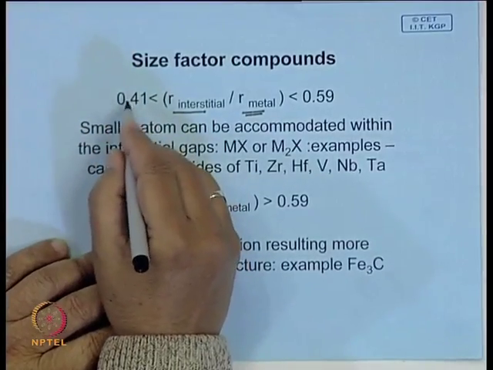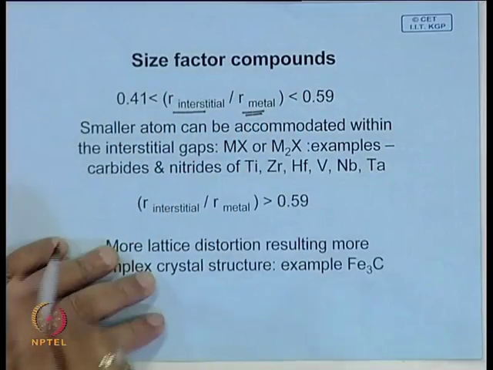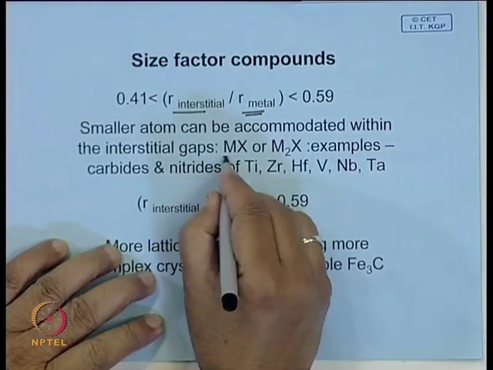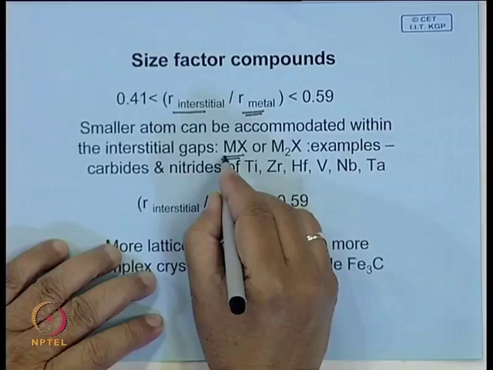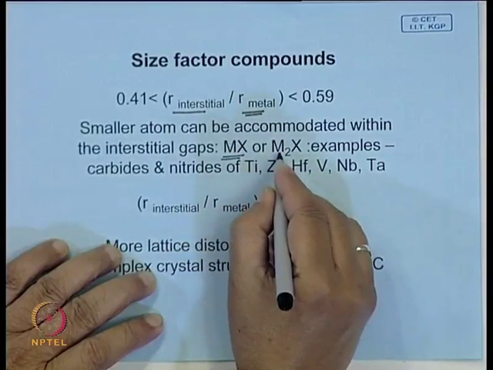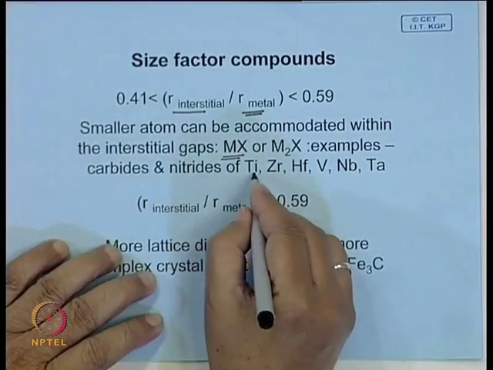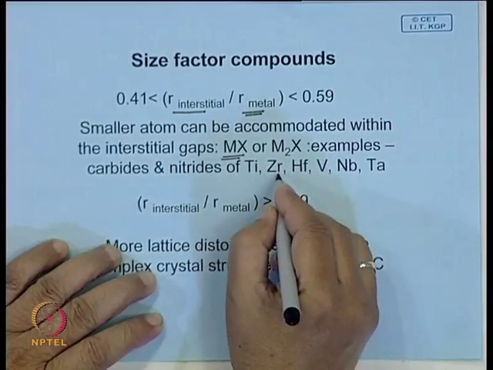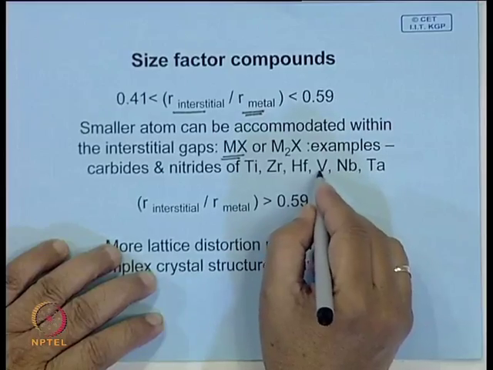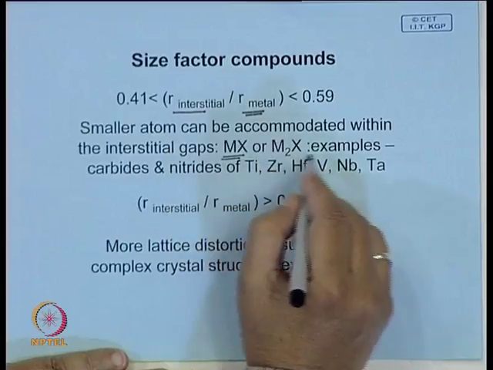Its crystal structure is the crystal structure of the parent metal, but if it is in this range, then there is a tendency to form a compound, and this compound has an interesting crystal combination, either MX, where M is the metal and X is the interstitial element, or M2X. Some examples are carbides and nitrides: titanium carbide, zirconium carbide, hafnium carbide or hafnium nitride, vanadium nitride and vanadium carbide are some examples where this type of structure forms.